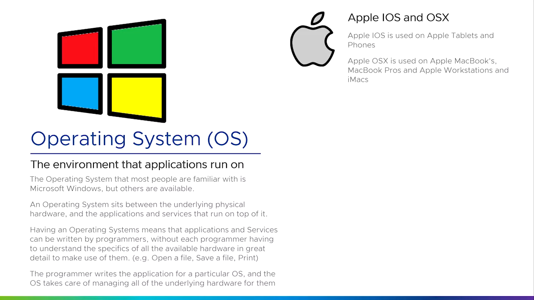Other types of operating system are Apple iOS and OS X. iOS is used on Apple tablets and phones, and Apple OS X is used on Apple MacBooks, MacBook Pros, and Apple workstations and iMacs.